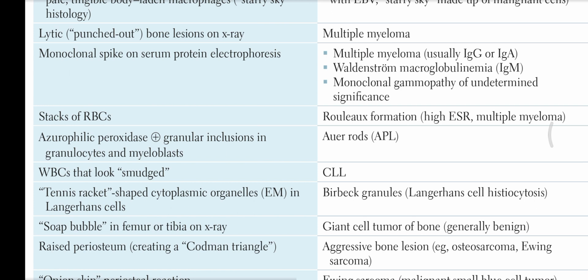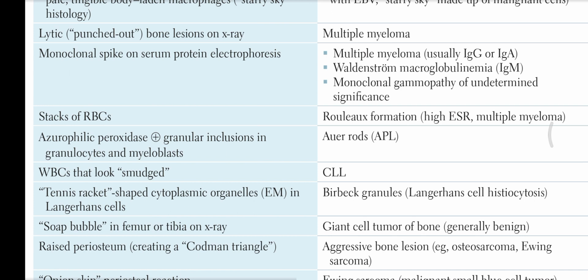The next one is monoclonal gammopathy of undetermined significance.